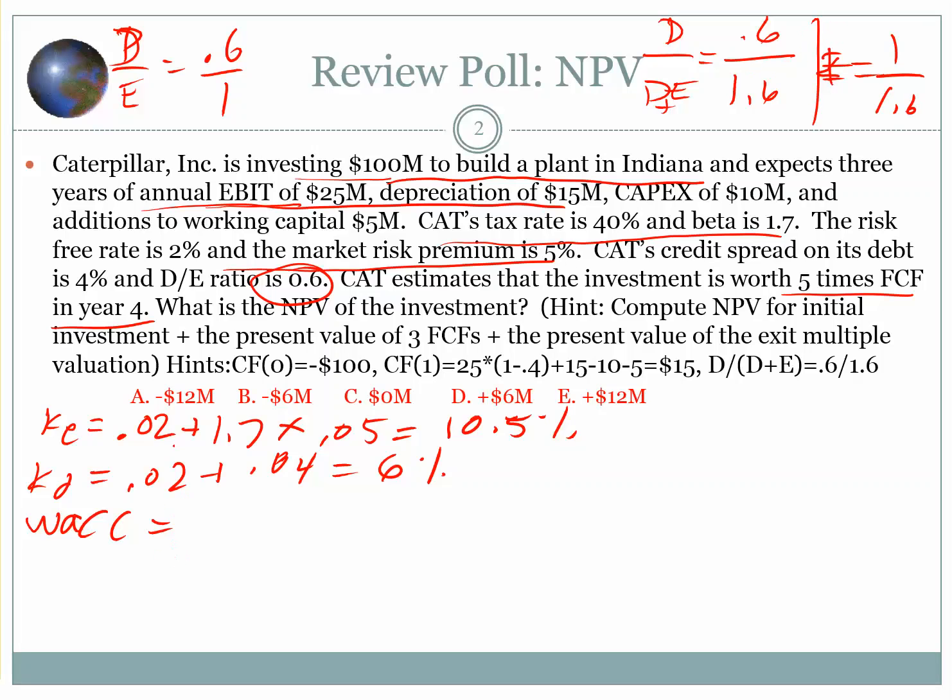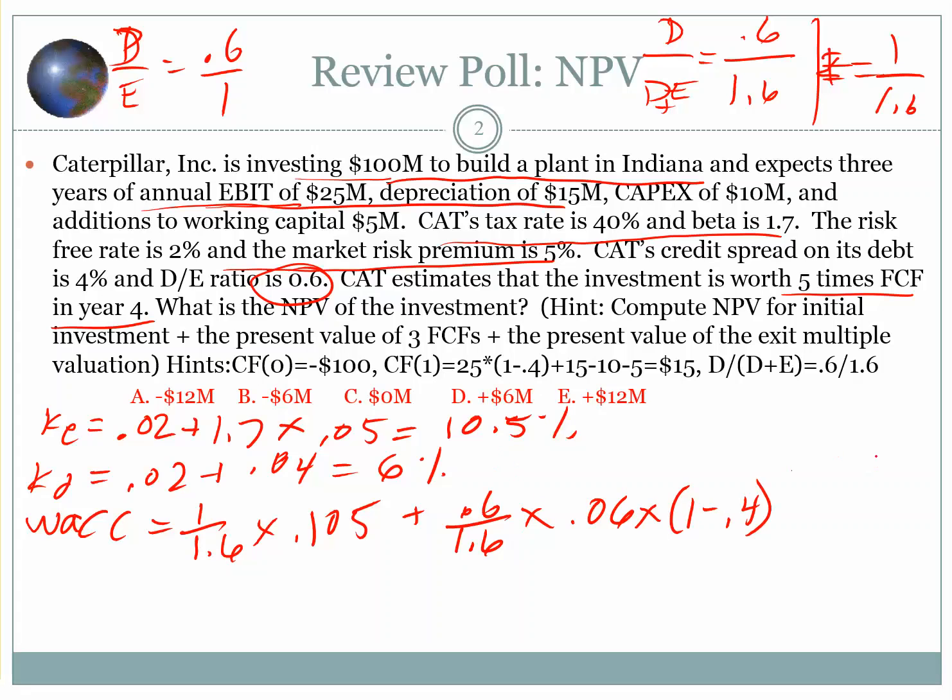So in my WACC, my equity percent is 1 over 1.6 times the equity rate, 10.5%, plus my D over D plus E times the after-tax cost of debt, which gives me a WACC of 7.91%.